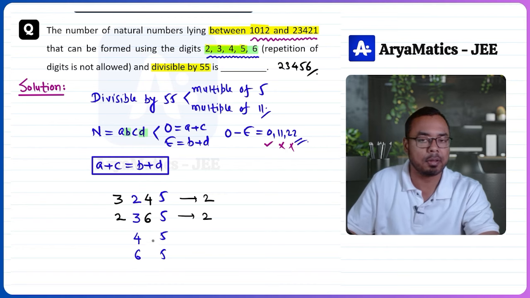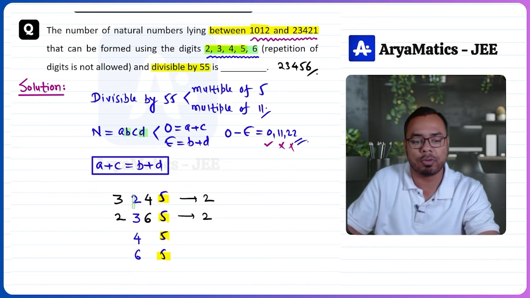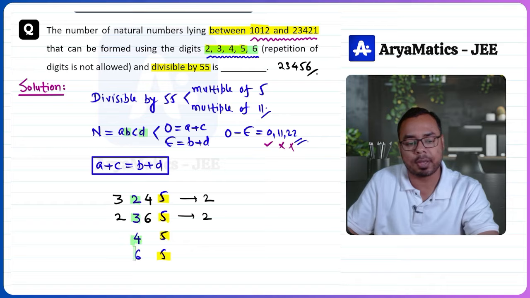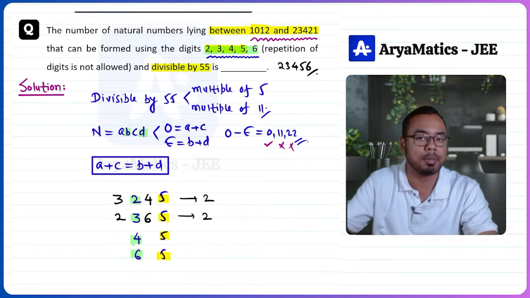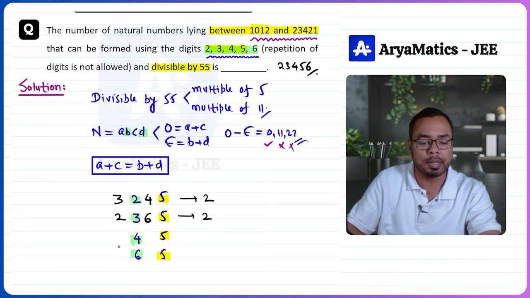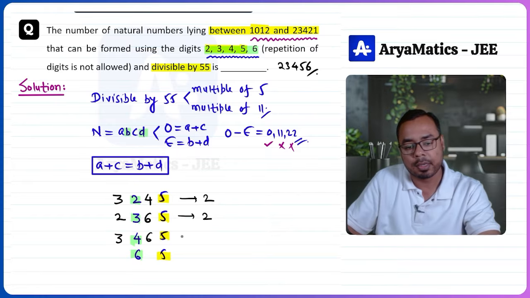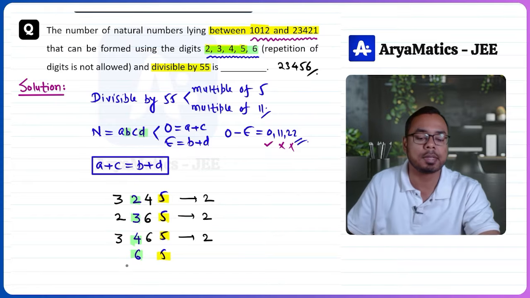5 at unit place, we have to make the number a multiple of 5, so at unit place we have to fix 5. Now at 100 place, we have these four options, and in each case we are trying to satisfy that A plus C must be the same as B plus D. So now 4 plus 5, that will be 9. 9 you can create using 3 and 6. So you can have 3, 6, another number 6, 3. So the other two numbers you can get in this case.